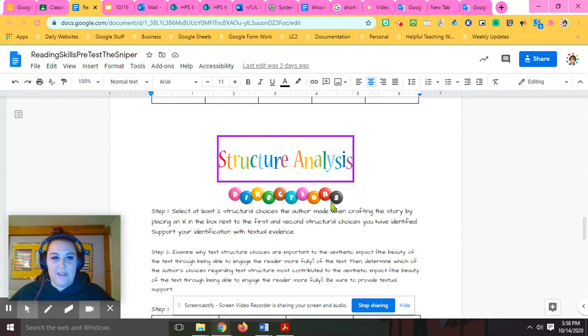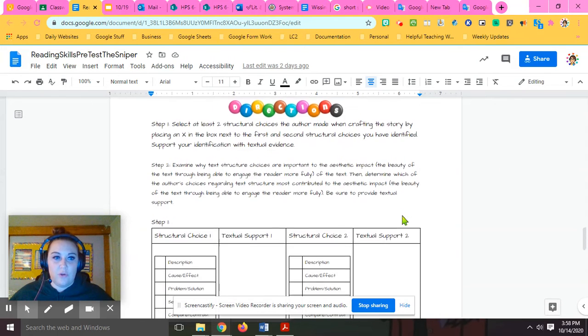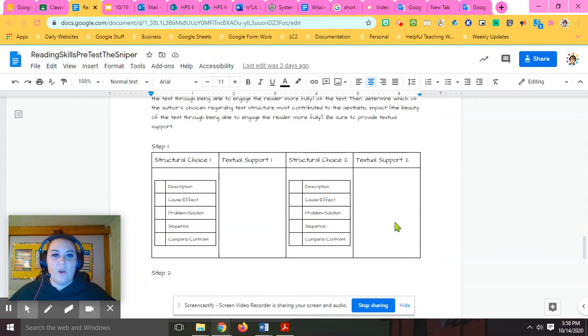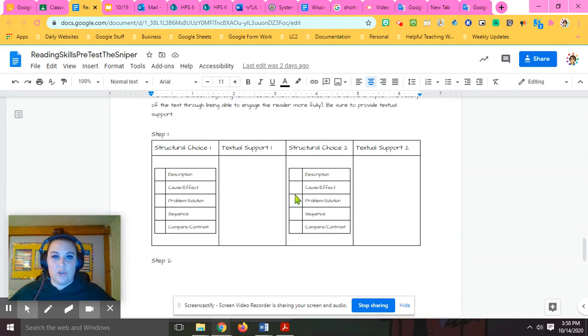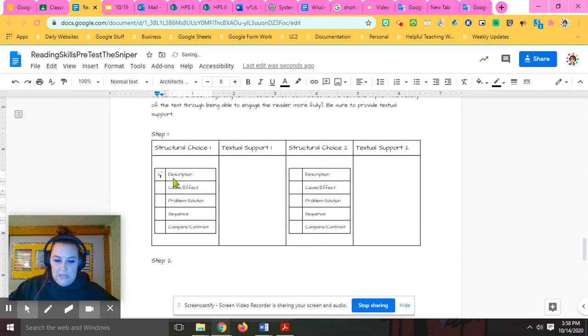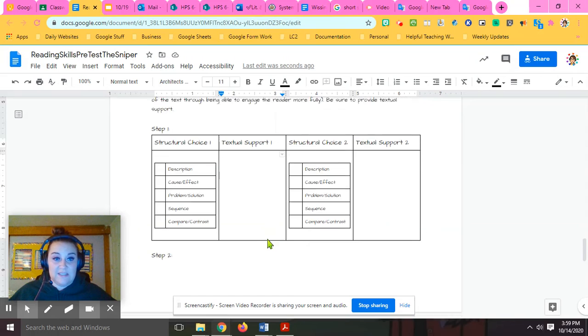Next, we look at structural analysis. This is the author's choice of structure in setting up the story. So here you're going to identify 2 different ways that the author chose to structure the story. You just go ahead and click in it and put an X, or you can click in it and highlight it if you'd like to, whichever one is fine. And then you have to support each choice that you made. So for instance, if you say that it's problem solution, give me an example of where the problem and solution was. This doesn't have to be word for word. This is just to show that you can evidence or you can argue that this choice actually existed.